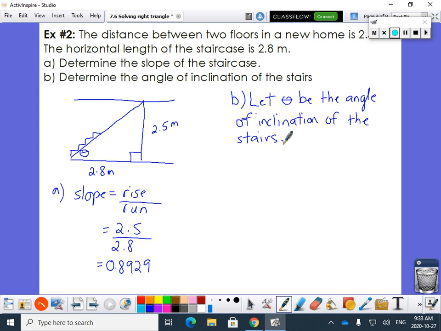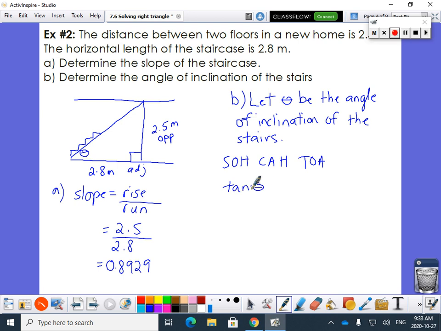Now, here comes the easy part. We want this, we have this, and this. So you guys tell me, what are we going to use here? TOA. We want this angle. This is what side to theta? And this is what side? Good. So what are we going to use? TOA. Good.